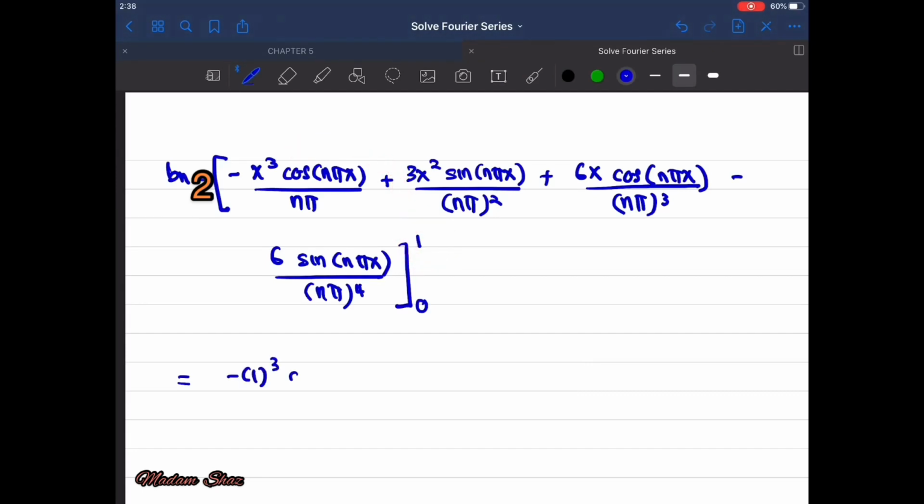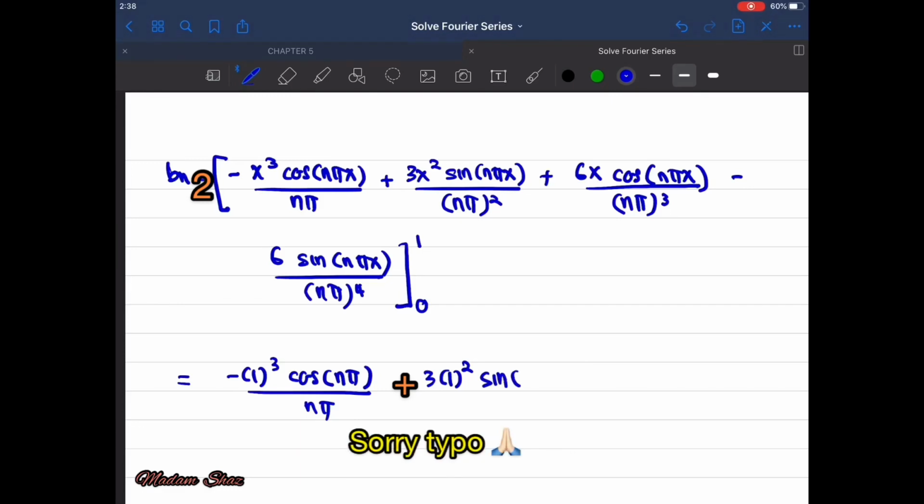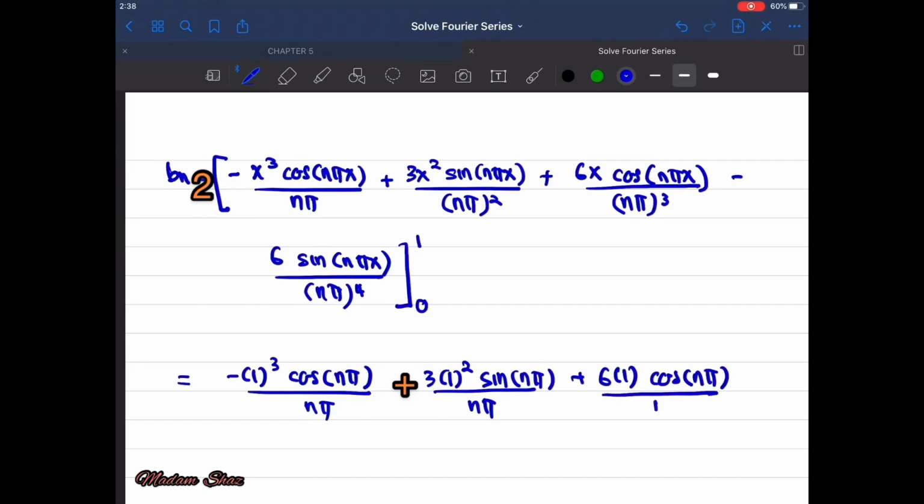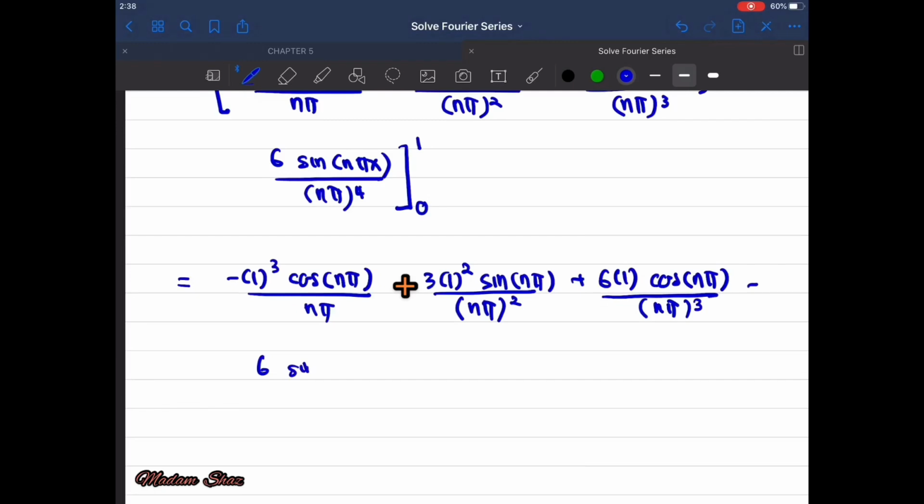So substitute the limit 1 to the position of x. Negative 1 the power of 3 cos n pi divide with n pi, 3 times 1 square sin n pi divide with n pi plus 6 multiply 1 cos n pi divide with n pi. So this one we have power 2, this one power 3, minus 6 sin n pi divide with n pi the power of 4. So close the bracket, minus with substitute the limit of 0.